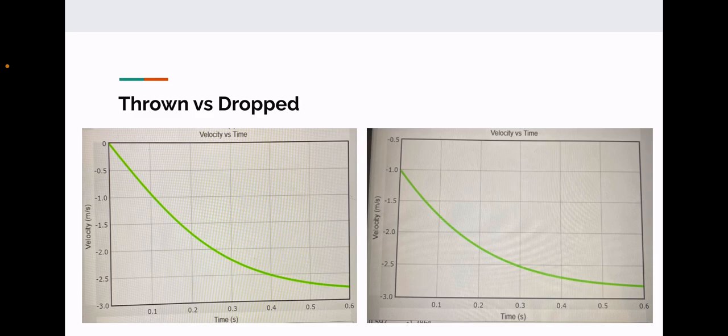This can also be proved through graphs predicted by the computational model with both gravity and drag. As you can see, they both end at around negative 2.75 meters per second, but they started at different velocities. The graph on the left started from rest, while the graph on the right started at negative 1 meter per second.